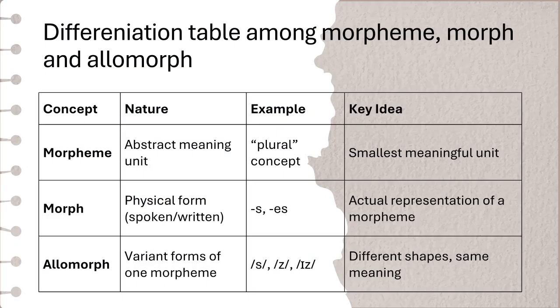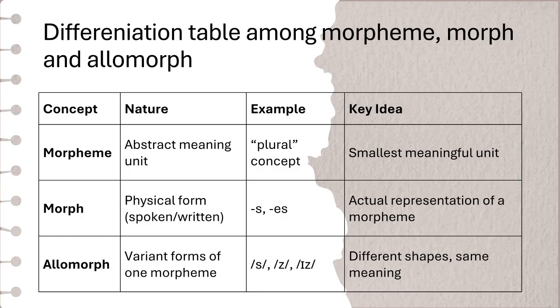First, we have the morpheme. It's the abstract unit of meaning. For example, the idea of plurality, the concept of more than one, is a morpheme. It's the smallest unit that carries meaning in our minds. Next comes the morph. This is the physical form of the morpheme, what we actually hear or see in language. So when we write s or es, those are morphs that represent the plural morpheme.